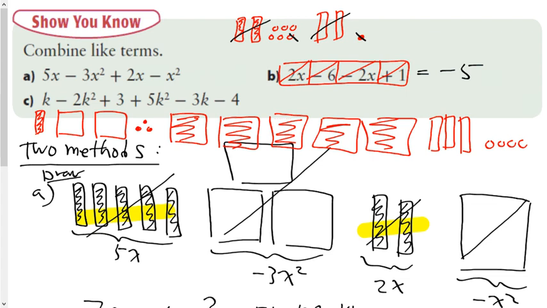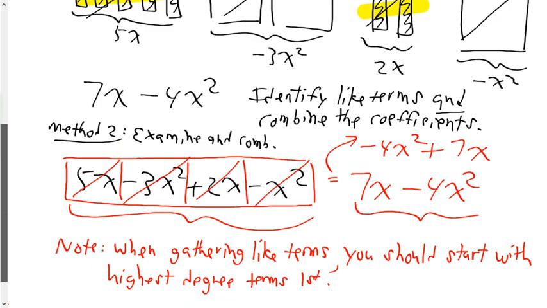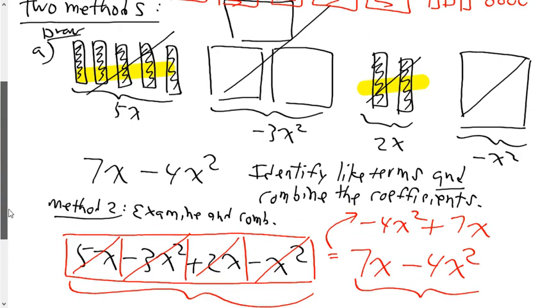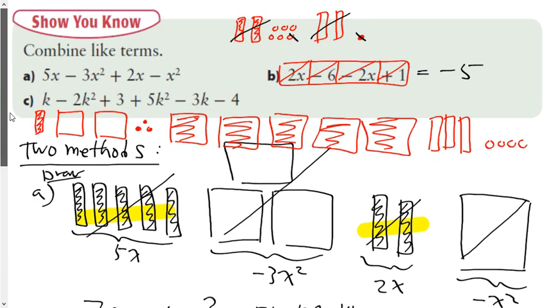Which one should I start with pictorially? Which tile should I start with? The k's or the k squareds or the 3's or what? Gavin, which one should I start with? The highest degree term first, right? You have it in your notes there, remember? It says, note, when gathering like terms, you should start with the highest degree terms. So if we look at that array, which ones are the highest degree? The k squareds, right? So these two and these two are going to make what? 0. And what I'm going to be left with is just these three right here, which is going to be 3k squared.